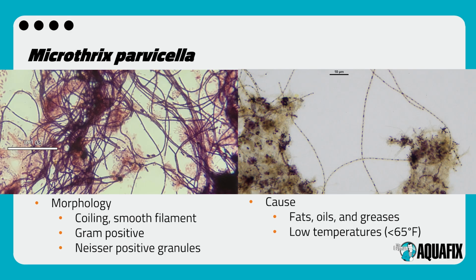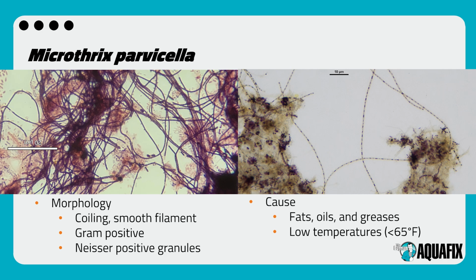Now we finally come to Microthrix parvicella, or M. parvicella. This is that sibling filament to type 0092 that I had mentioned before. This filament is very distinct compared to type 0092. It is a coiling, smooth filament. It has been described almost as spaghetti. When you're looking at it under the slide, it is a gram-positive, very strong gram-positive, so very purple filament.